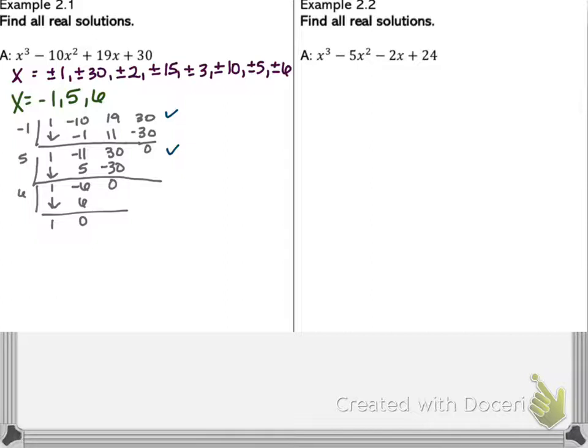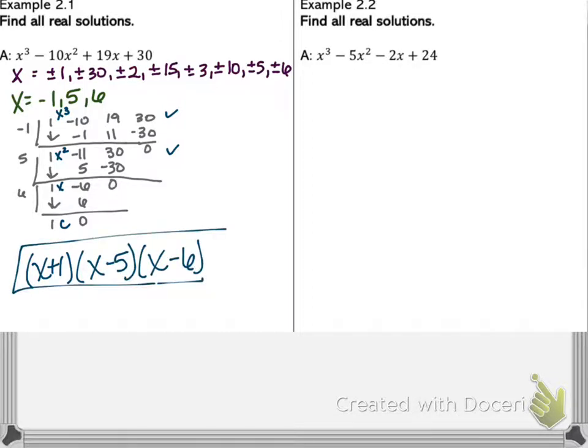And if I want to put the factors of this polynomial, all I have to do is set each one of these equal to x and make it equal 0, because that's how I got my solutions in the first place. So if it works one way, it's got to work the other. So we can say that this is going to be x plus 1, x minus 5, x minus 6, and those are our factors.